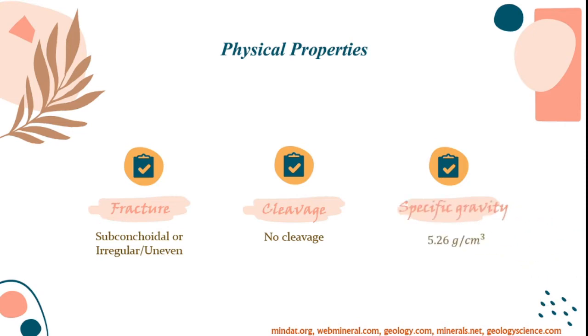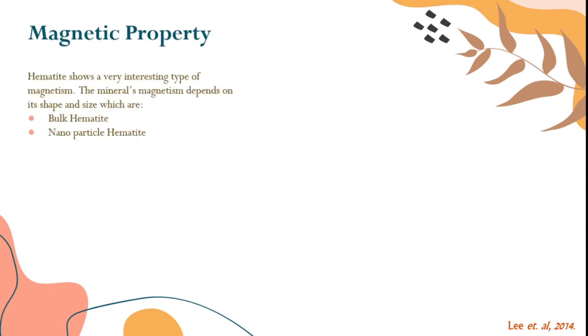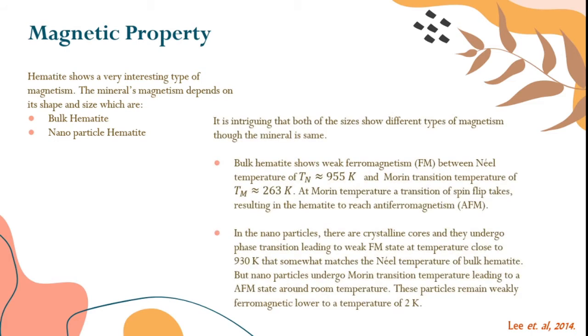Now, as I said, hematite shows a very interesting magnetic property. The magnetism in hematite depends upon the shape and the size of the mineral. If you read what is written here, the Néel temperature is a temperature above which an antiferromagnetic material becomes paramagnetic, and the Morin transition is when the material aligns itself parallel to the C-axis.